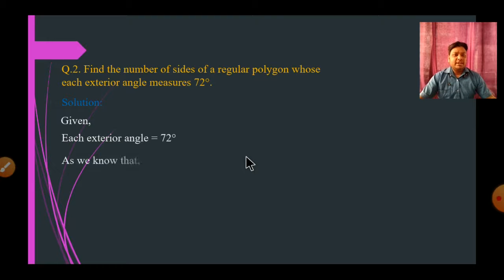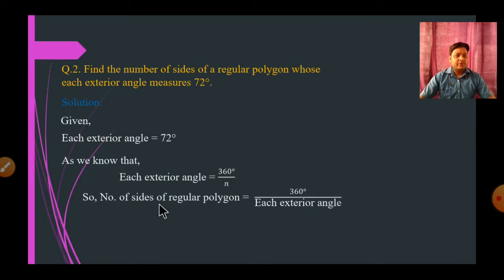It means each exterior angle is equal to 360 degrees by n. Again, we will take n to that side and the exterior angle to the other side. Then n, the number of sides of the regular polygon, equals 360 degrees divided by each exterior angle. 360 degrees we will not touch, it will be the same here. Now we put the exterior angle value 72 degrees, so it will be 360 by 72.